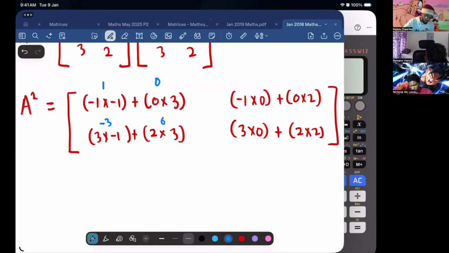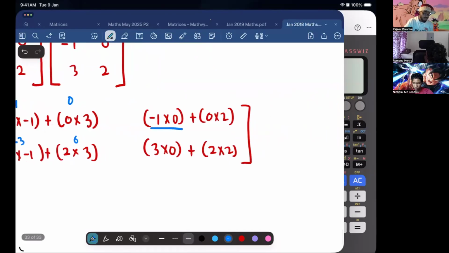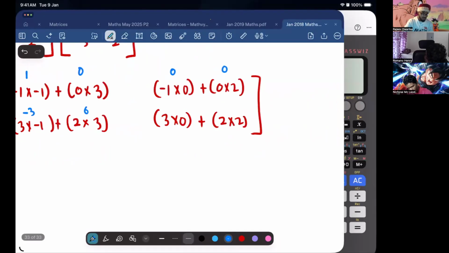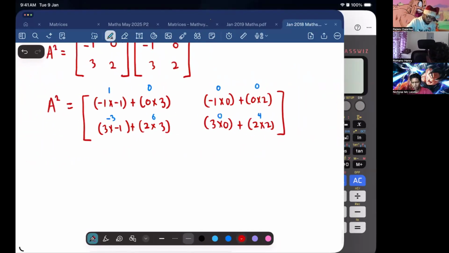And what is 2 by 3? 6. What is any number by 0? 0. What is 3 by 0? 0. What is 2 by 2? 4. So the answer matrix is just going to be: what is 1 plus 0? 1. What is 0 plus 0? 0. What is minus 3 plus 6? 3.